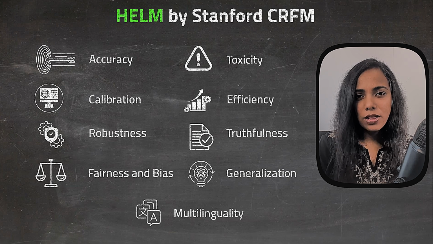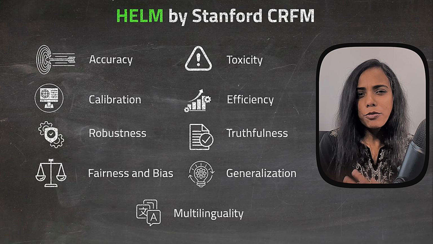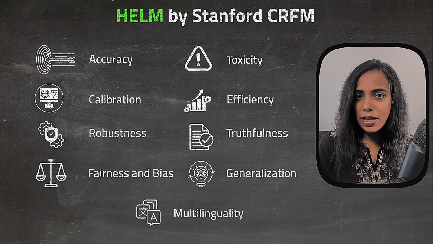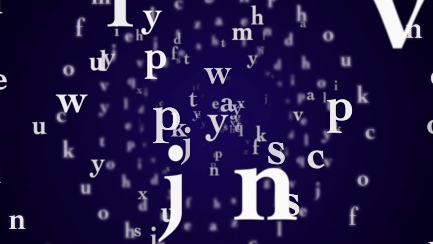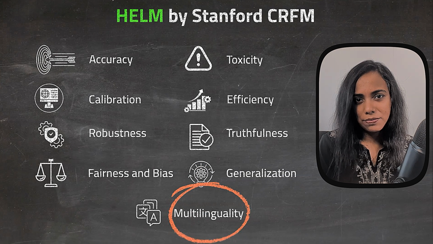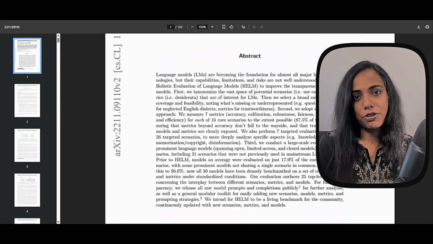The names of all these metrics are kind of self-explanatory about what they measure. However, every metric may not be applicable to every LLM that you want to evaluate. For example, if you're evaluating an LLM trained only on English vocabulary, using the multilinguality metric doesn't really make any sense. So in such a case, HELM is calculated by evaluating a subset of these metrics.